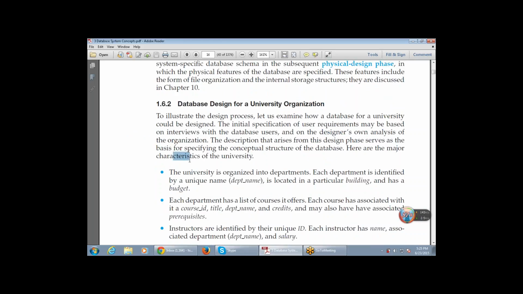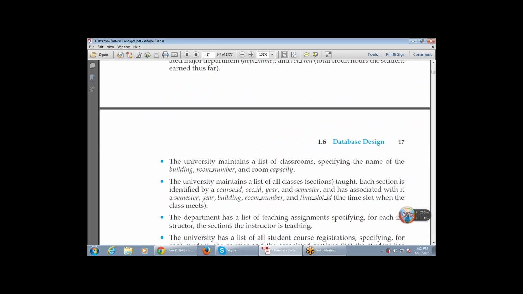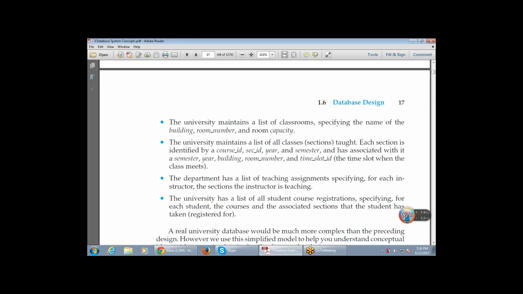So these are the various characteristics of the university. That is, the university is organized into various departments. Each department is identified by a unique name, is located in a particular building, and has a budget. Each department has a list of courses it offers, and each course has associated with it a course ID, title, department name, credits, and may also have prerequisites. And the university maintains a list of classrooms specifying the name of the building, room number, and the room capacity.